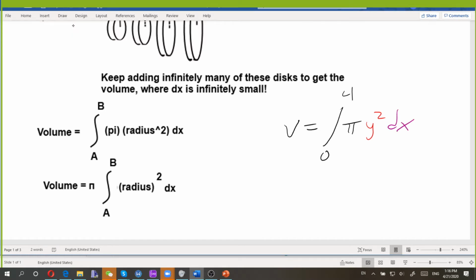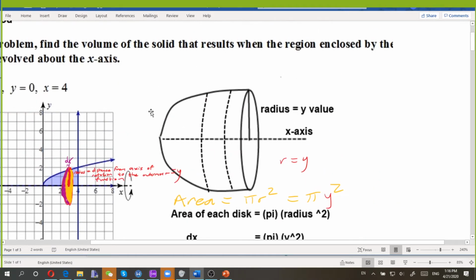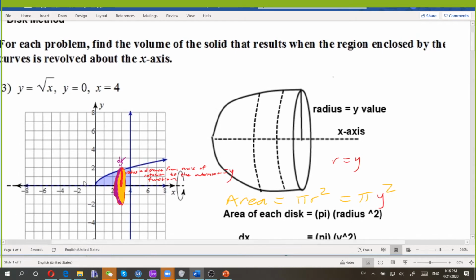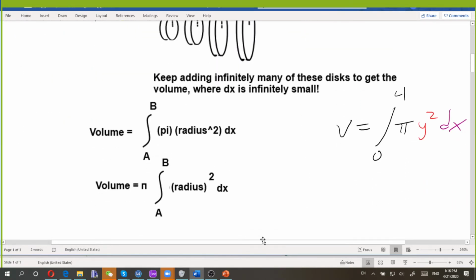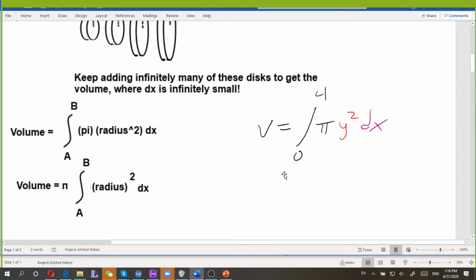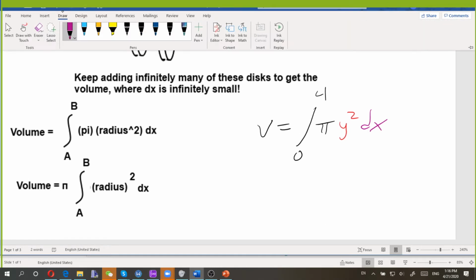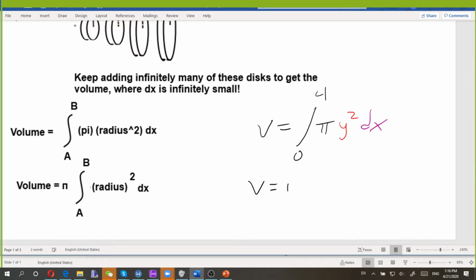Okay, pi is a constant, so I can move that out. And then we've got an equation for our y in terms of x. We were told y is equal to square root x. So we can substitute that in. Our volume is equal to pi times the integral from 0 to 4 of the square root of x squared in terms of x.